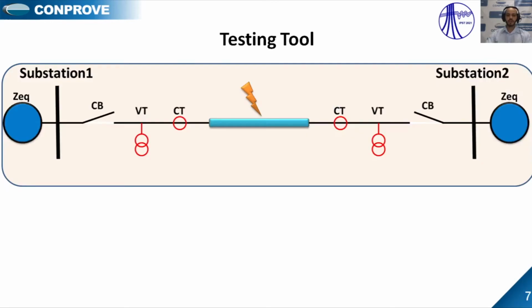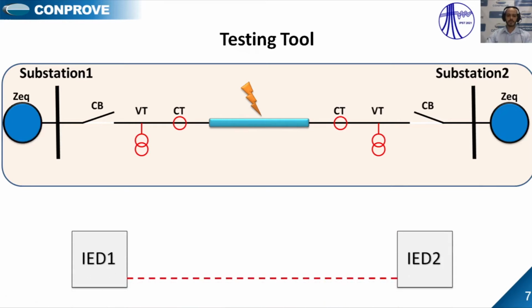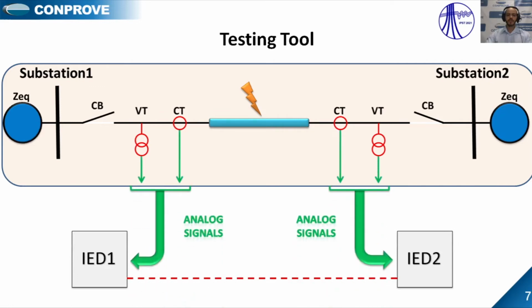About the testing tool. On the testing tool, we can model all our components. Our equivalent, our circuit breaker, our voltage transformer, our current transformer, our line with a lot of parameters, frequency dependent, Bergeron, and others. And the signals were injected on IEDs with analog signals from the CTs or VTs.